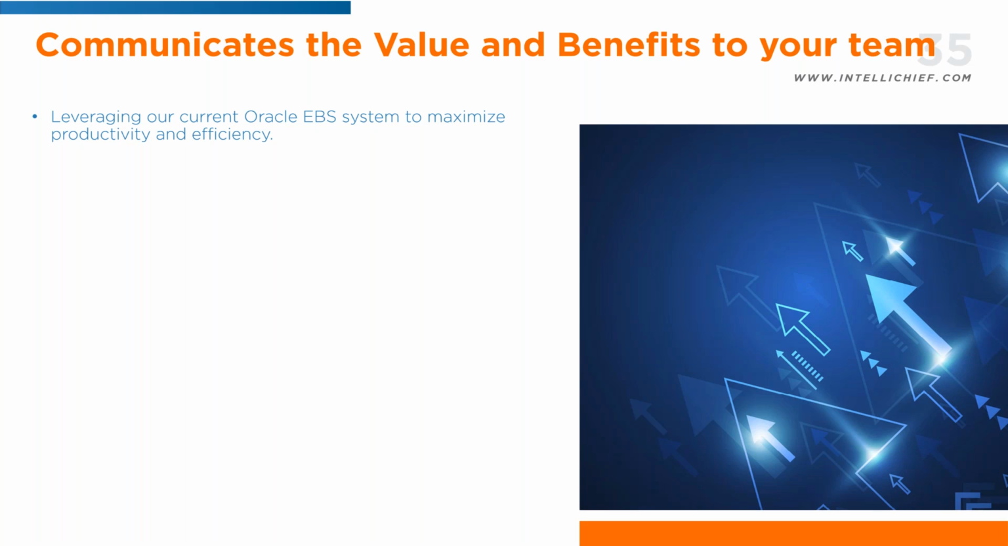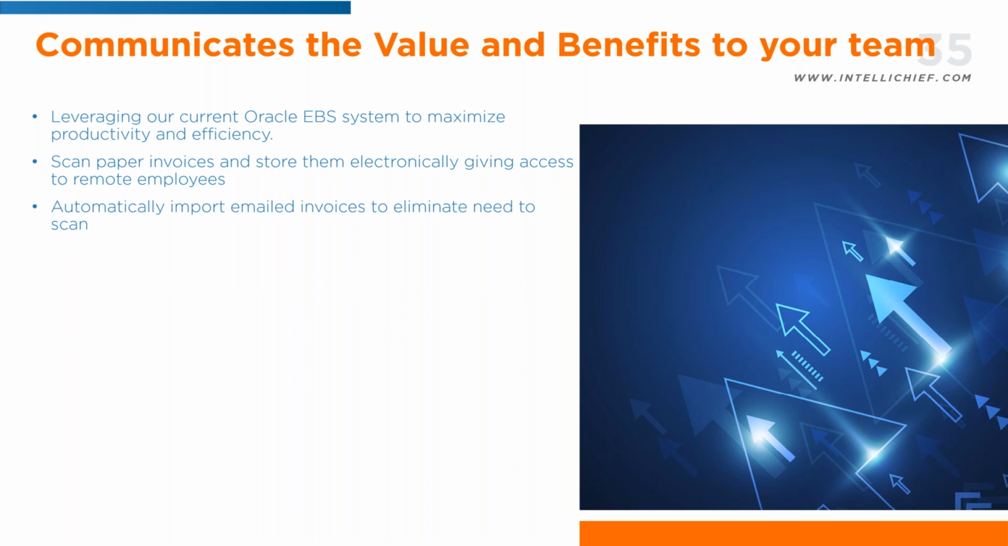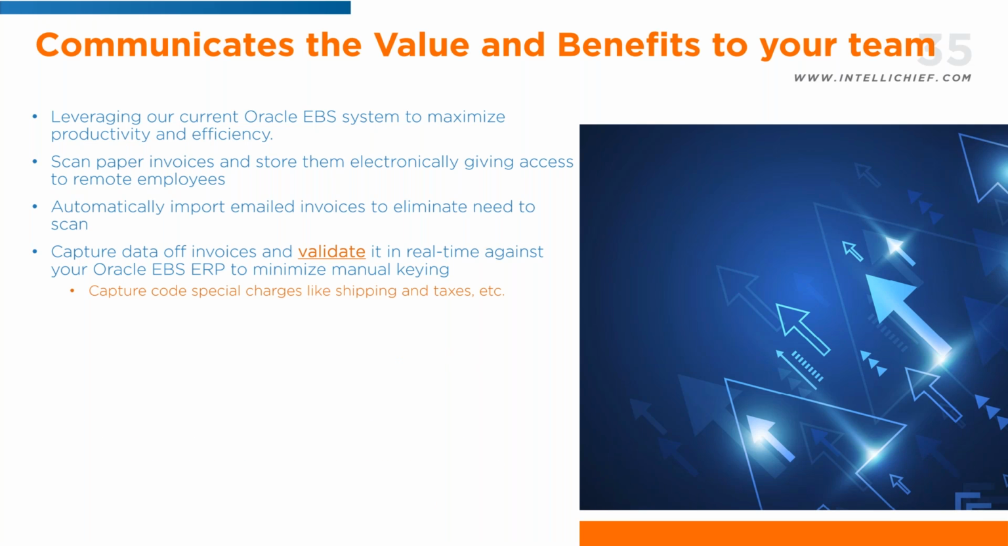EBS is our system of record, and we're going to use that to maximize productivity. We're going to scan things that used to be unstructured and store them electronically so that remote people have access to them when they need them. Automatically import emailed invoices so I don't have to scan things, right? I'm going to put that on my vendors to email things in, and then the system's going to pick them up and read them automatically. Capturing data off of the invoice and validating against what's in EBS to ensure that it's correct, and then I can minimize the concept of manual keying.